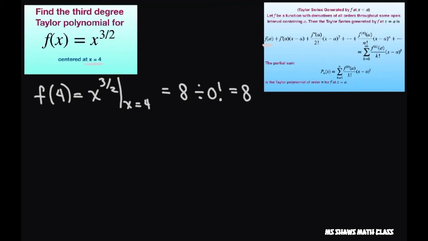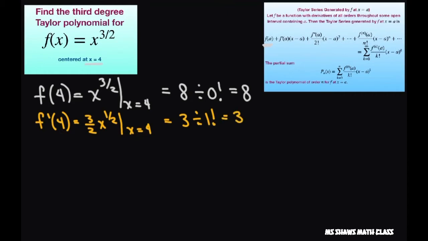All right. Now for f prime of 4, that's going to equal 3/2 x to the power of 1/2. Evaluate that at x equals 4. And this is going to give you equals 3. And you could say this is divided by 1 factorial. So that's just still going to be 3. And that's your second part here. So that's going to be times x minus 4.